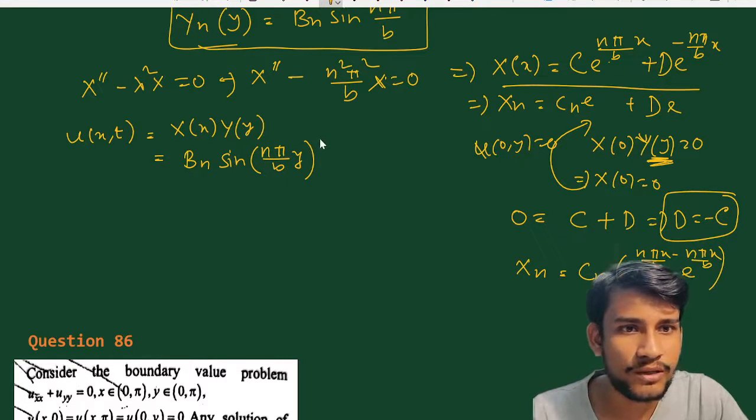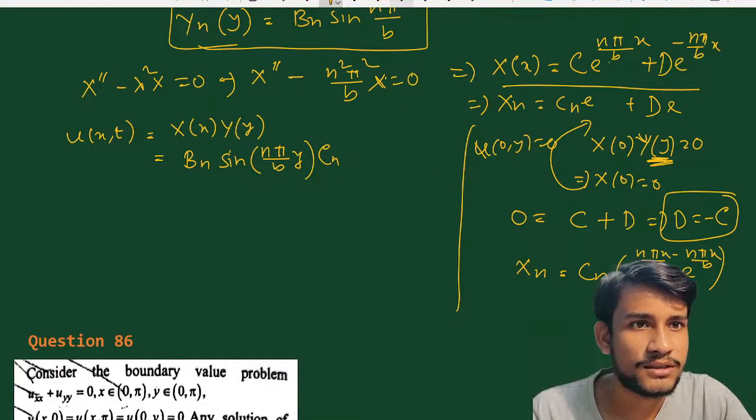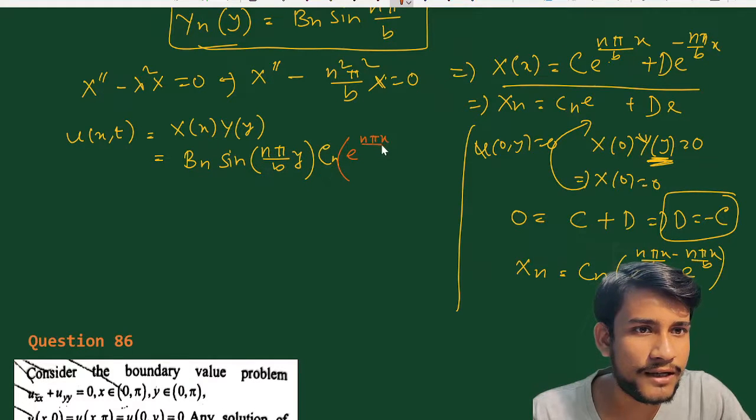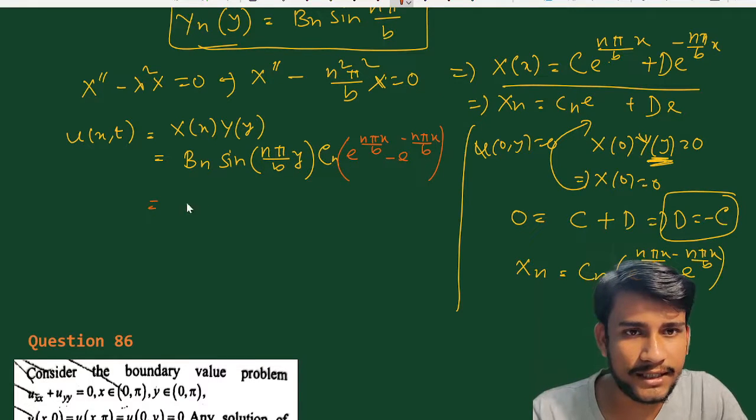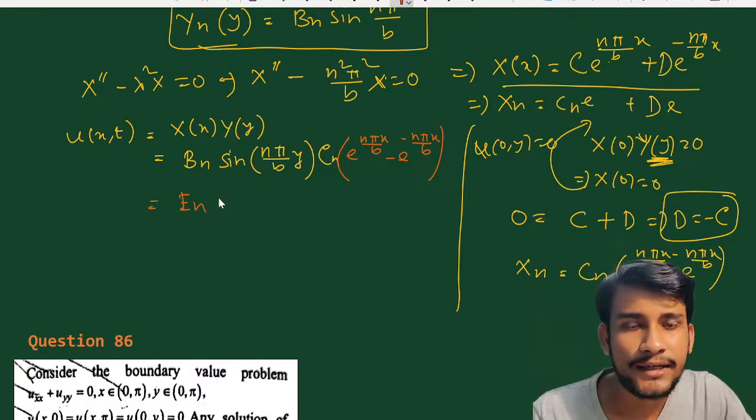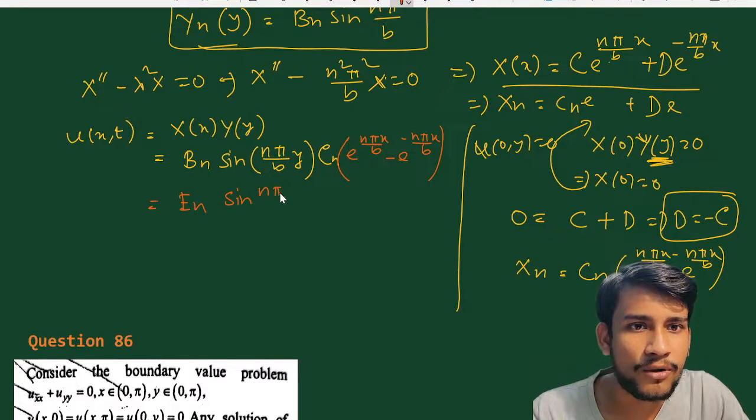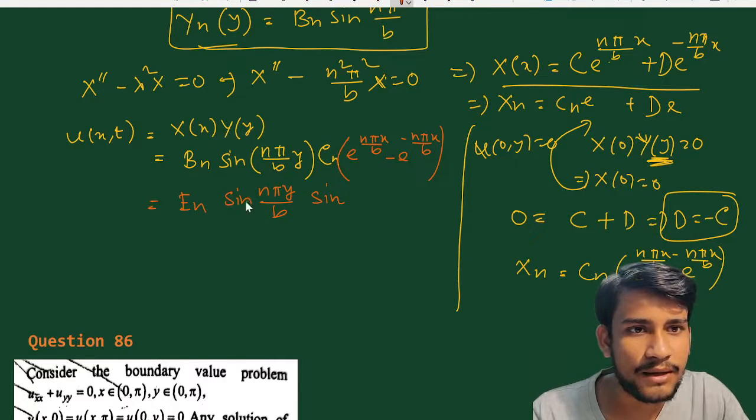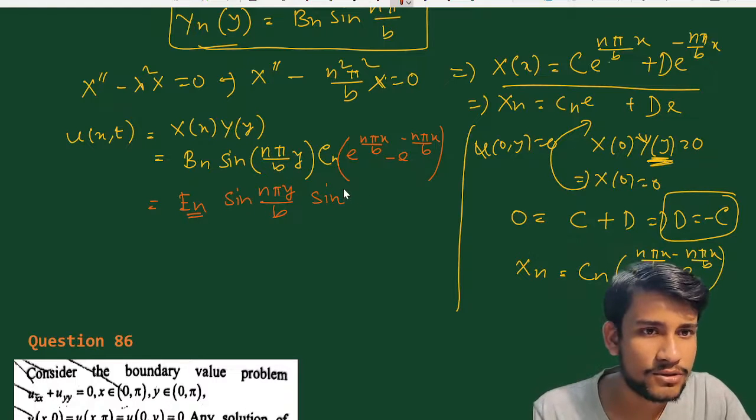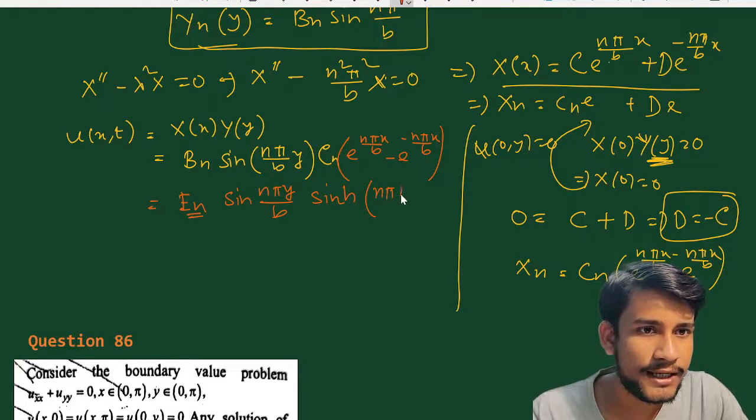We put this value here. This means cn into exponential n pi x by b minus exponential minus n pi x by b. Clear? So this is equal to bn cn, and let us take bn cn as another constant en, into sine of n pi y by b. This term goes to sine hyperbolic; one by 2 will come, so mix the 2 with it and we get sine hyperbolic n pi x by b.